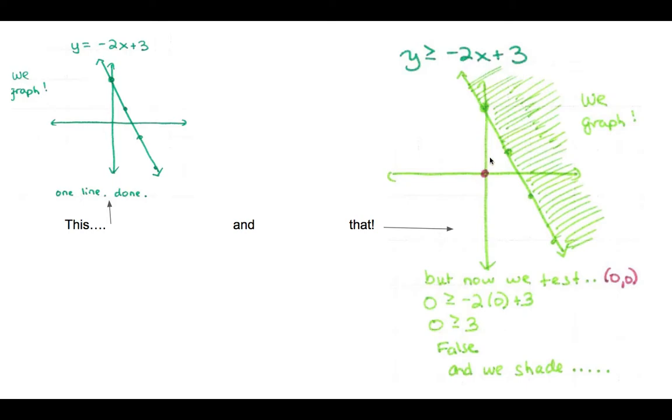So now, instead of testing a single 0, I'm going to test the point 0, 0. So 0 for both variables. When I plugged in both 0 and 0, I got a false statement.